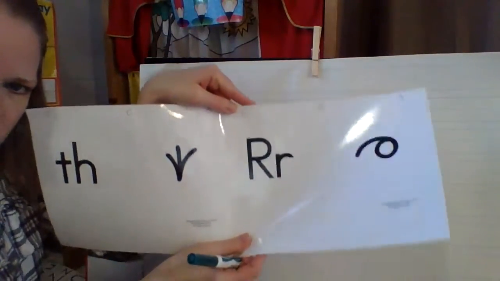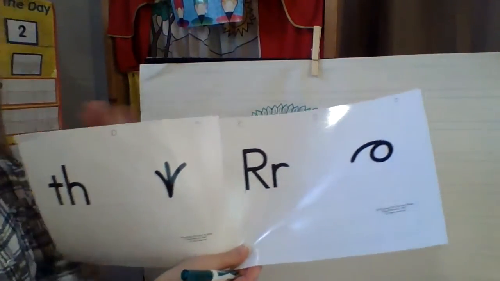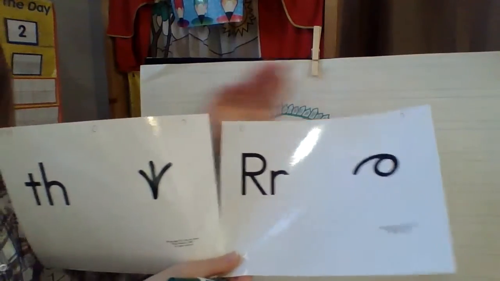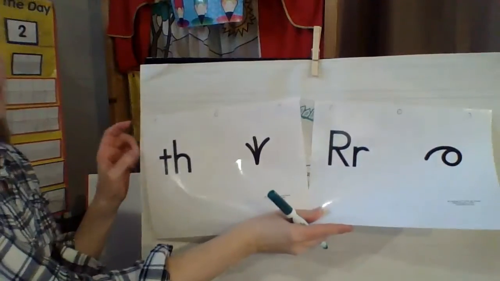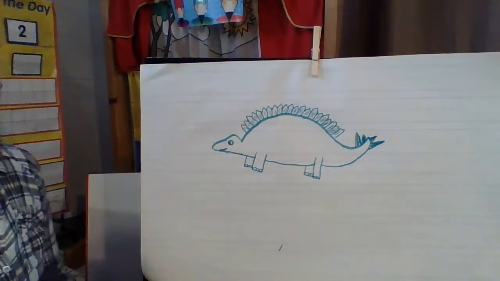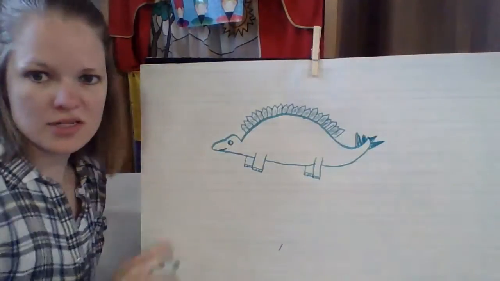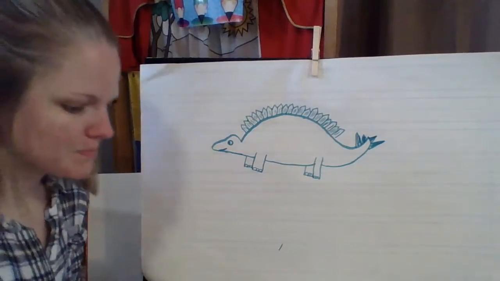Like this, our letter sheets together would be about as long as one of the plates. Okay, 2 feet. So like this whole paper would be one big plate on the Stegosaurus. Pretty big, right?